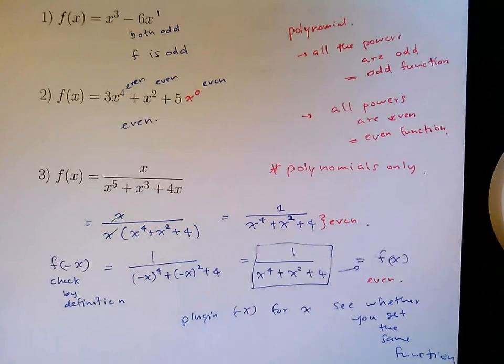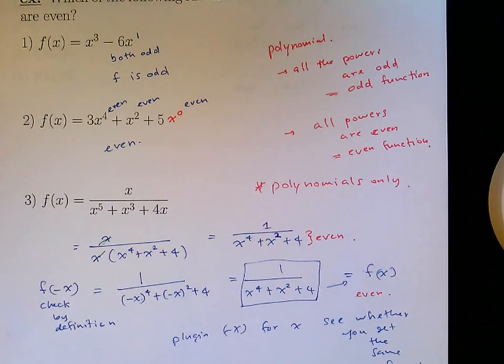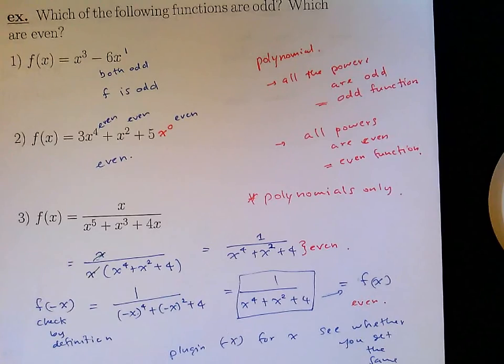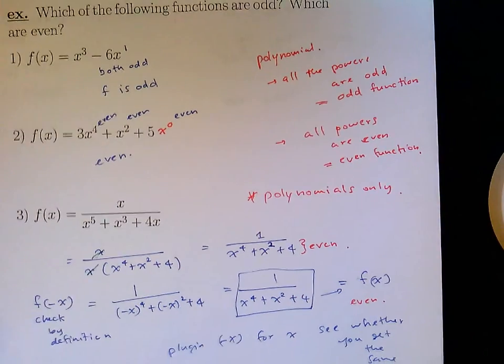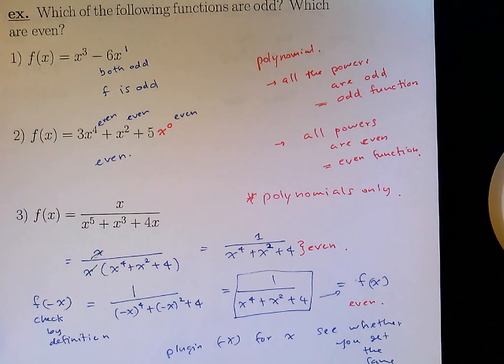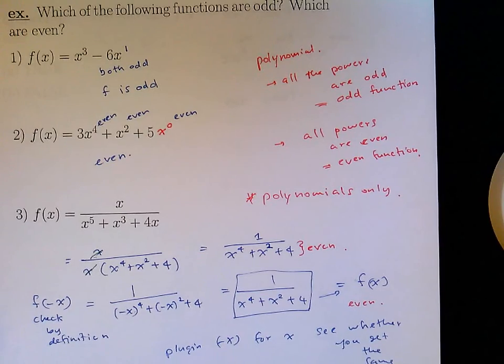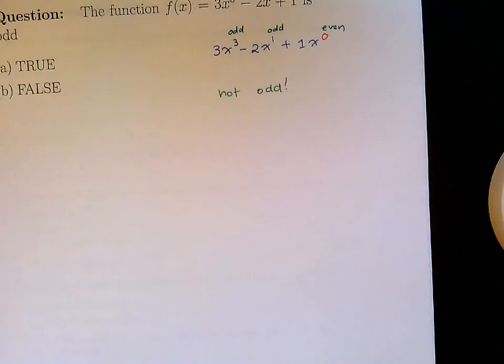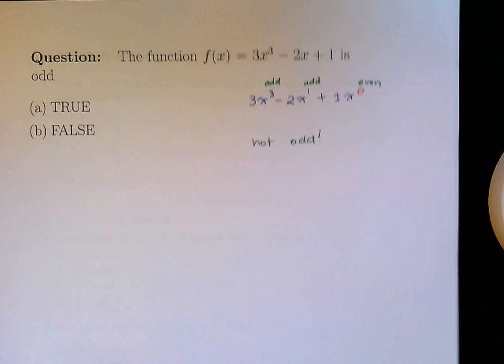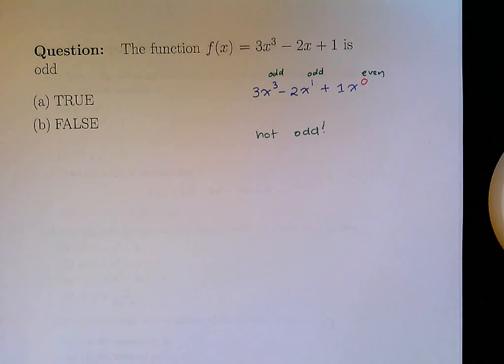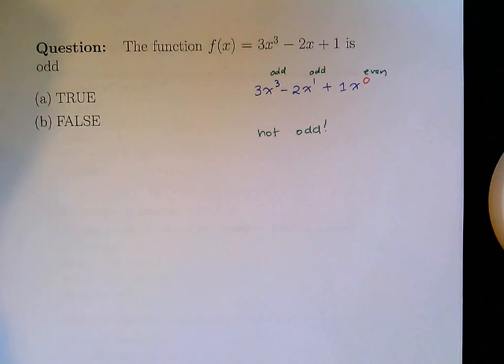Alright, let's move on to a question, and then we will finish this off. Okay, so it was a very short video comparatively. Thank you very much. Okay, so that's it. You can see it's odd, odd, and even, because 0 is an even number, therefore the function is not odd. Alright.